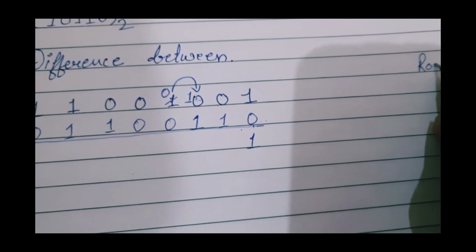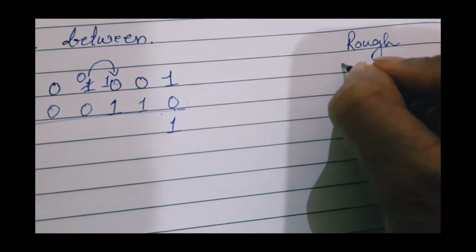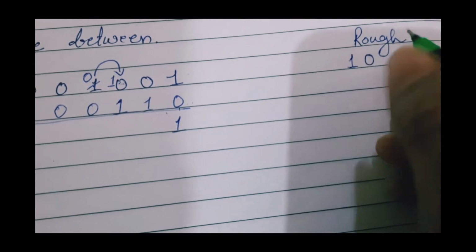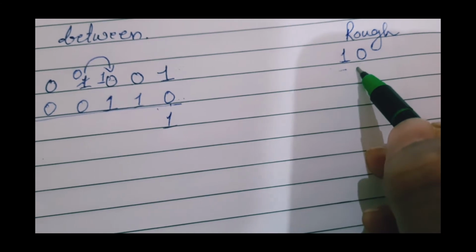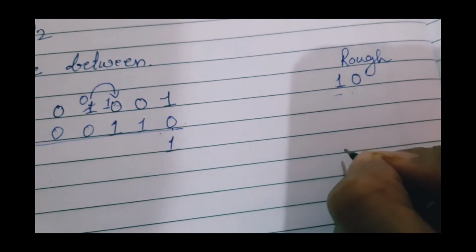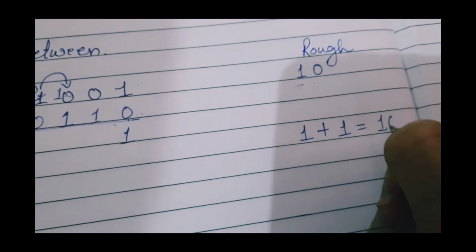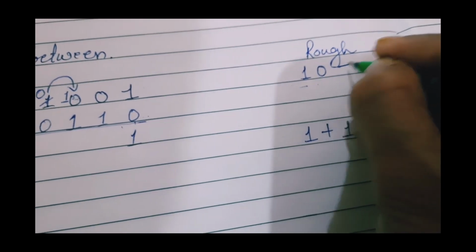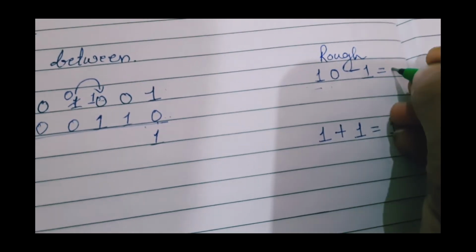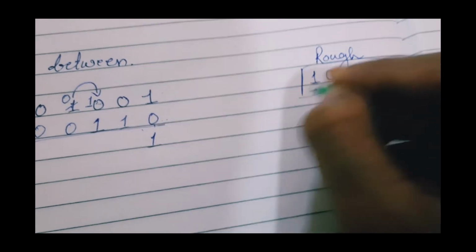Let's see in the rough. When there is a number 1010, I have told you in my previous class that 1 added to 1 comes 10. So if 1 is subtracted from 10, what will come here? 1. Exactly. Remember this point.